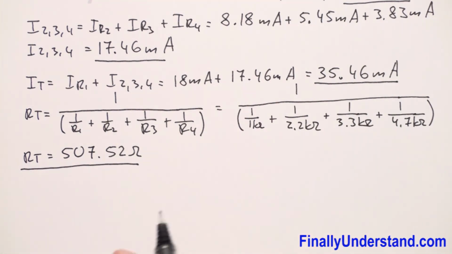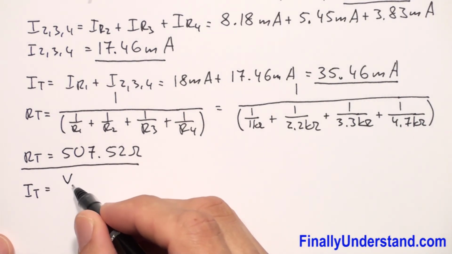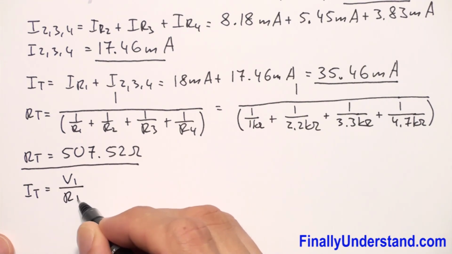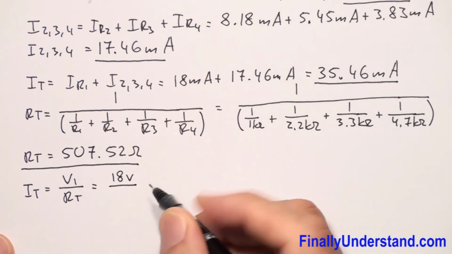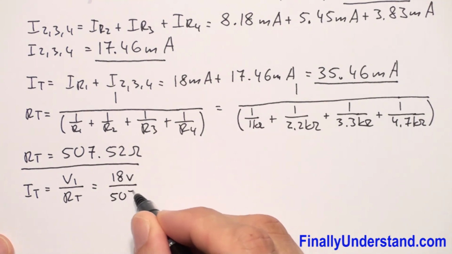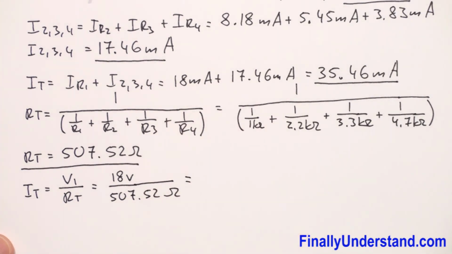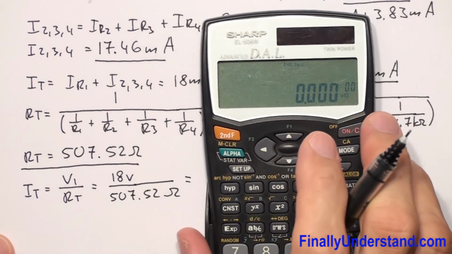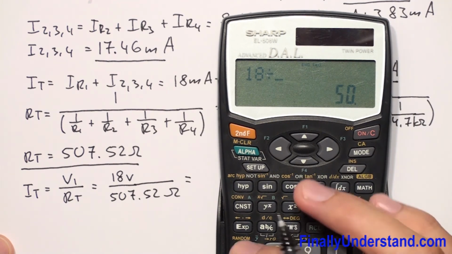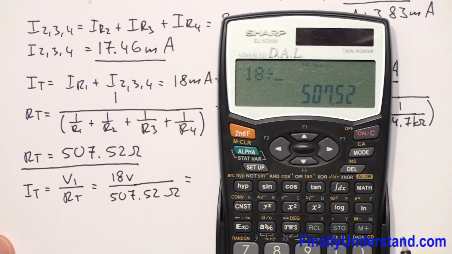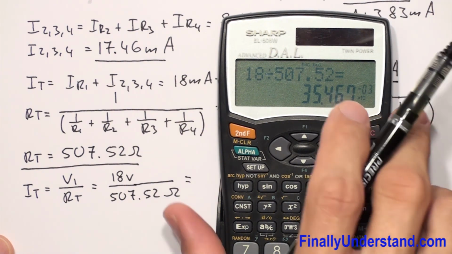Next, I'm going to find total current. I total is equal to voltage source, which is V1, over R total. V1 is equal to 18 volts divided by R total, which is equal to 507.52 ohms. Okay, so this is equal, and I have 18 divided by 507.52. This is equal to 35.46 milliamps.